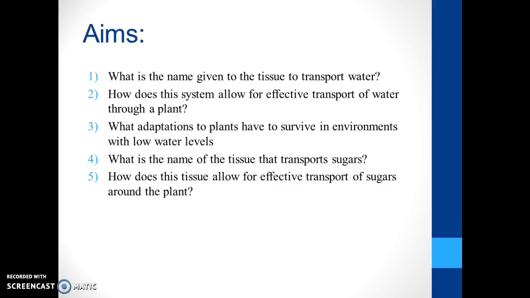So the questions I'd like you to answer by the end, so you may do this as you go, or you may decide at the end you want to do it all together. What is the name given to the tissue that transports water? How does the system allow for effective transport of water? What adaptations do plants have to survive in environments with low water levels? Apologies for my terrible spag, that should say do, and there should also be a question mark. What's the name of the tissue that transports sugars, and how does the tissue allow for effective transport of the sugars?